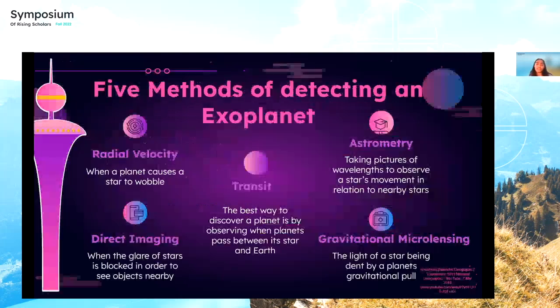So we have 5 methods of detecting an exoplanet: radial velocity, direct imaging, transit, astrometry, and gravitational microlensing. Radial velocity is when a planet causes a star to wobble, and direct imaging is when the glare of stars is blocked in order to see objects nearby. Then we have transit, which is actually the best way to discover a planet, by observing when planets pass between their star and Earth. Astrometry is when you take pictures of wavelengths to observe a star's movement in relation to nearby stars, and gravitational microlensing is the light of a star being bent by a planet's gravitational pull.